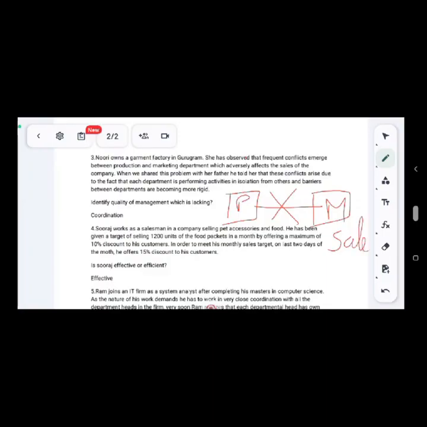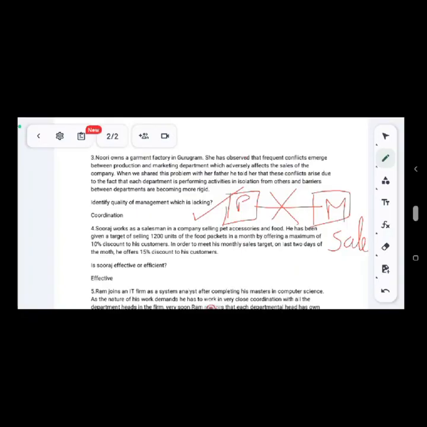So here there are two departments, production and marketing. There is a lot of rivalry and clash between these two departments, and it has affected the sales in an adverse manner. Her father is telling that these departments are running and performing activities in an isolated state. That's why the company is not able to meet its achievement and goal. So the quality and essence of management, as discussed in the keyword, the answer is coordination.